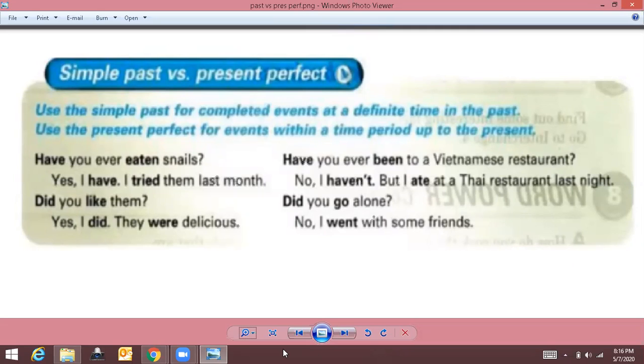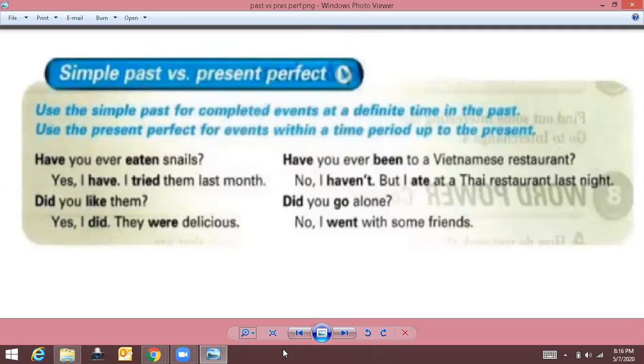Have you ever eaten snails? What's the answer? Yes, I have. I tried them last month. Okay. And what is the second question? Did you like them? Yes, I did. They were delicious.